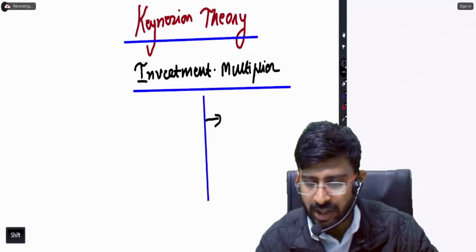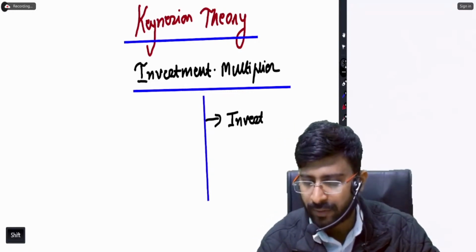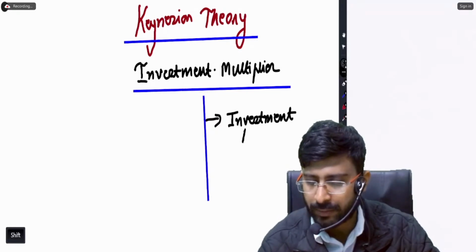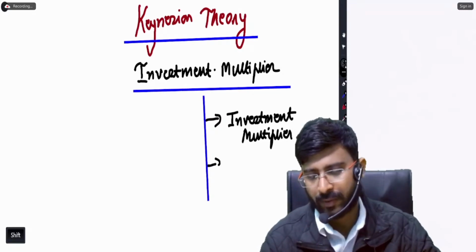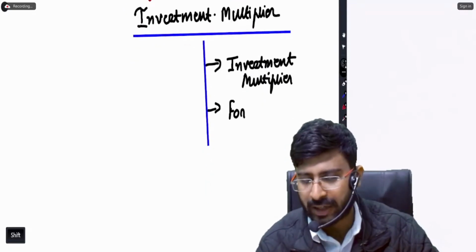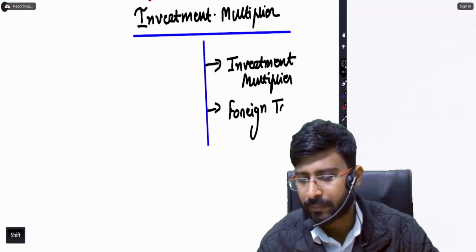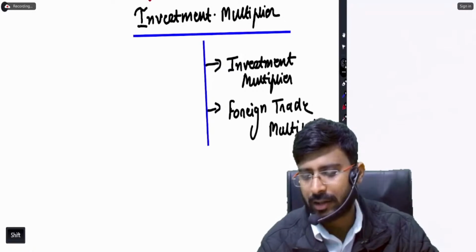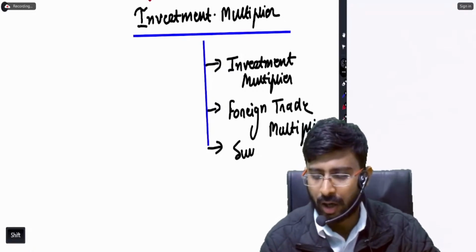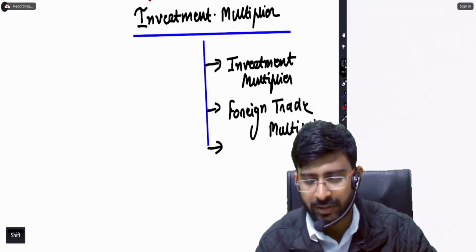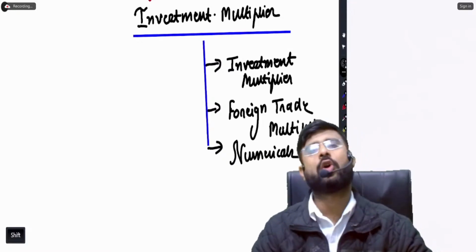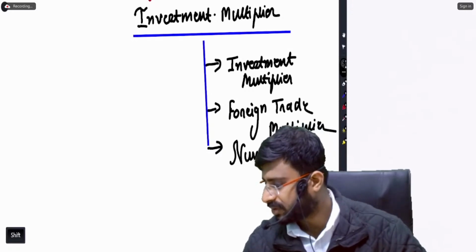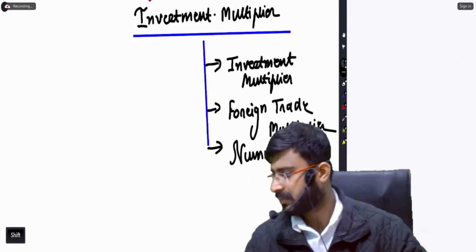Number one, I'll teach you, as I have already mentioned, the term itself, which is the investment multiplier. To begin with, first of all, I'll explain you this term. I'll explain you one other concept that is called foreign trade multiplier. And then another feature of today's class would be a lot of sums. Sums means numericals, I should say. So today's class is comprised of these three concepts, and these three concepts is what we are going to understand.